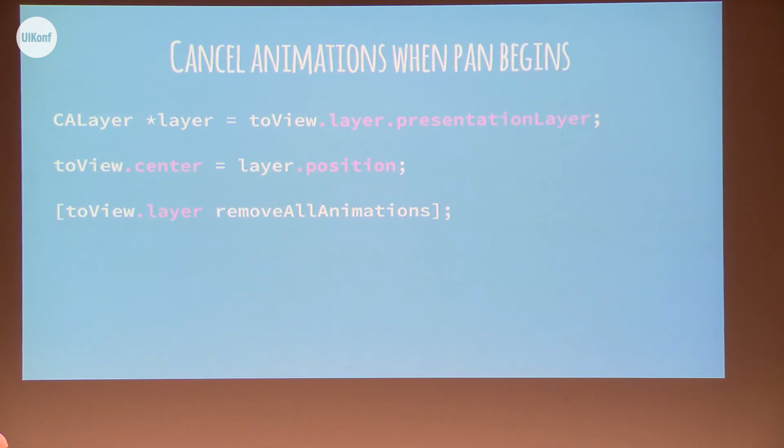So if our pan gesture does begin, we have to cancel the animations. And since I'm low on time, I'm going to kind of go over this a bit.